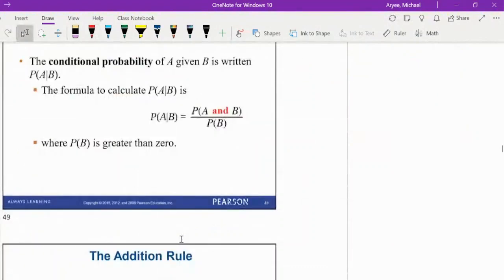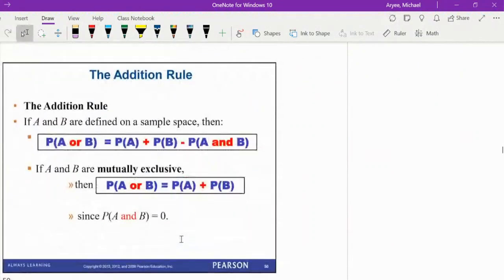Okay, now we've already seen the conditional formula. So the next thing I want us to talk about is another concept called the addition rule. Usually the key phrase used for the addition rule is "or", O-R. Remember, for conditional they usually use "given". For complementary, they usually use "not". For joint, they usually use "and", A-N-D, right?